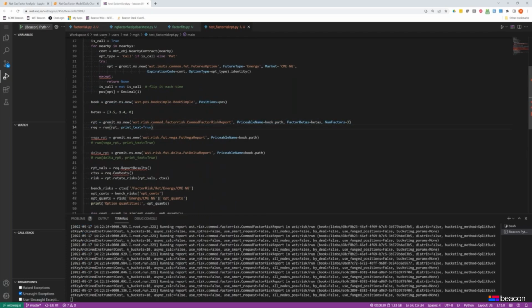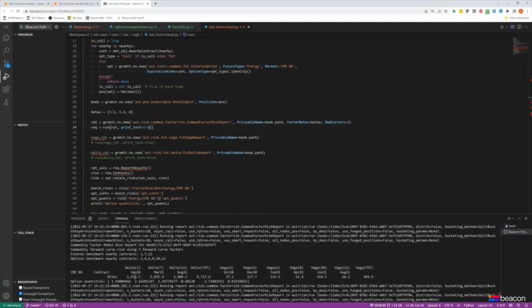So if I run this here, the first risk report shows me my 3 deltas, and then it shows me the sum of those deltas, right? So it's reduced my risk from 24 different deltas down to 3, and then it shows me my gamma risk in terms of 6 different options.